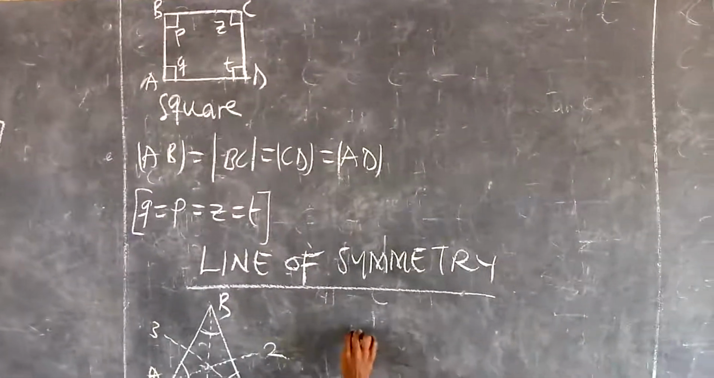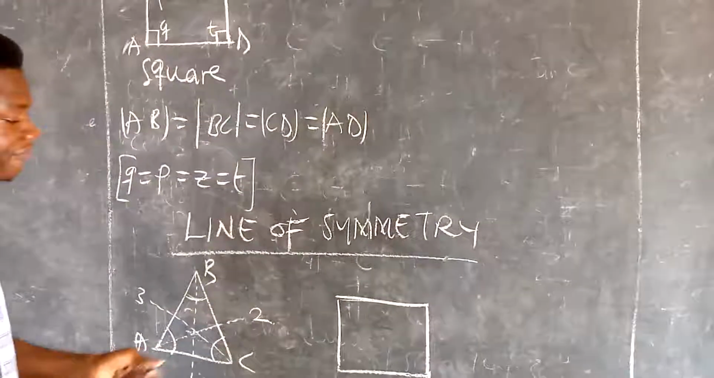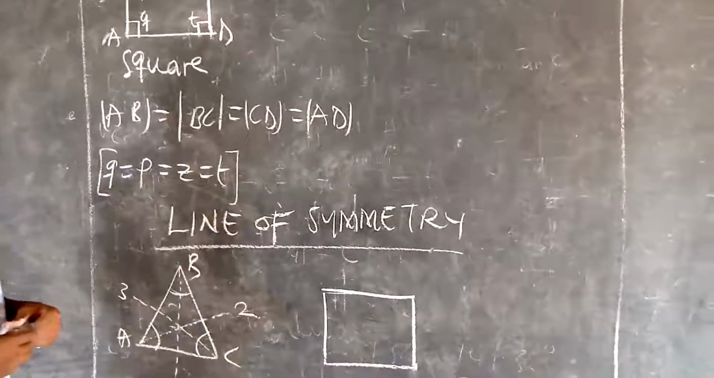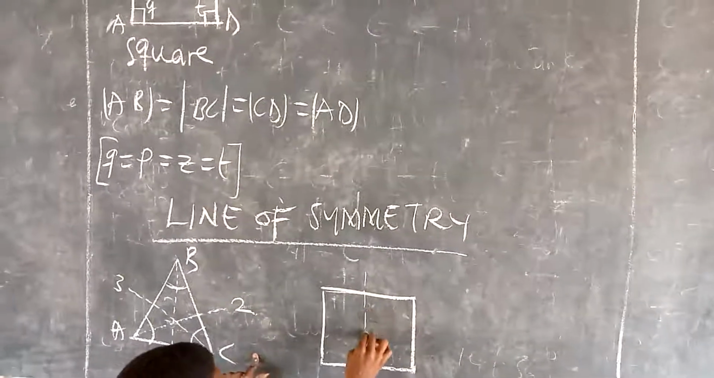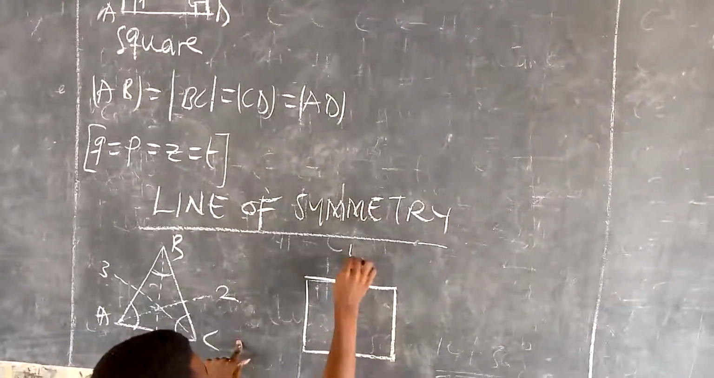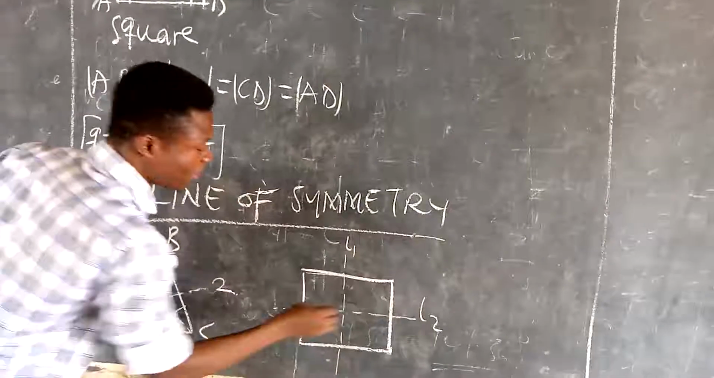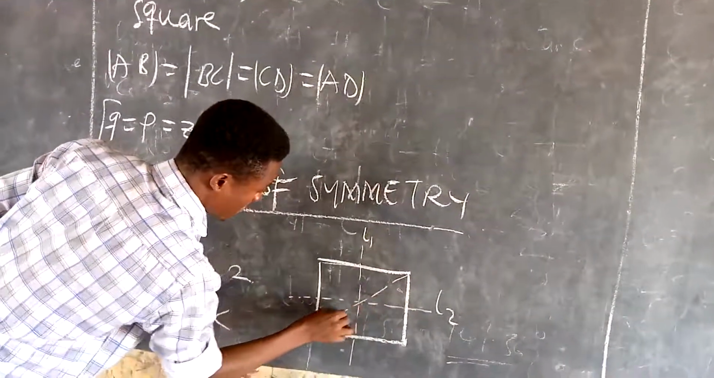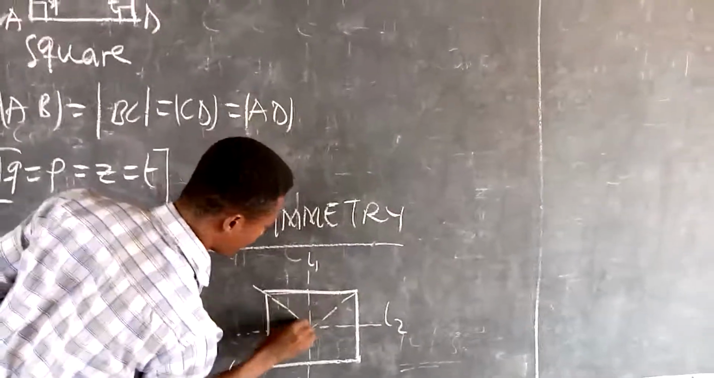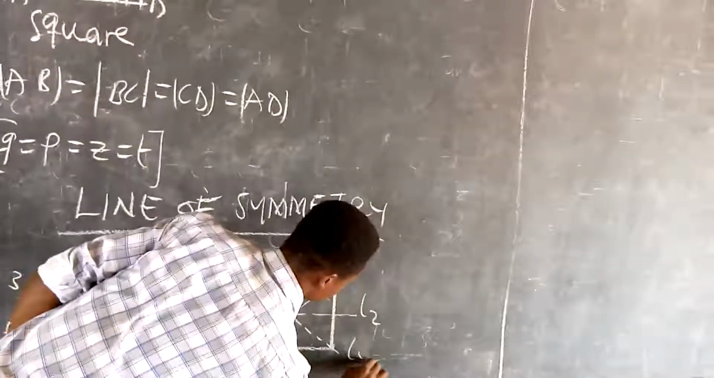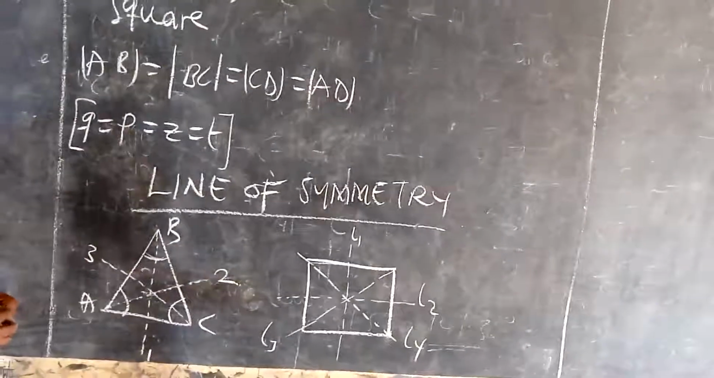Let's consider the square. A square is a regular polygon. It has 4 sides, therefore it should have 4 lines of symmetry. I can divide a square into 2 equal halves through this place. Line of symmetry 1. I can divide it into 2 equal halves through this line. Line of symmetry 2. Through this portion, that gives me line of symmetry 3. And through this portion, line of symmetry 4. Therefore, a plane figure with 4 sides will have 4 lines of symmetry.